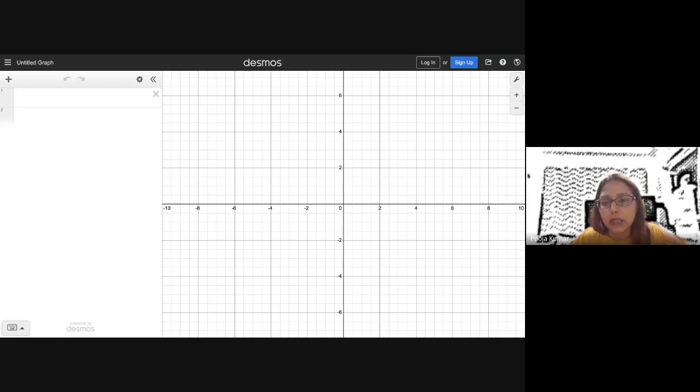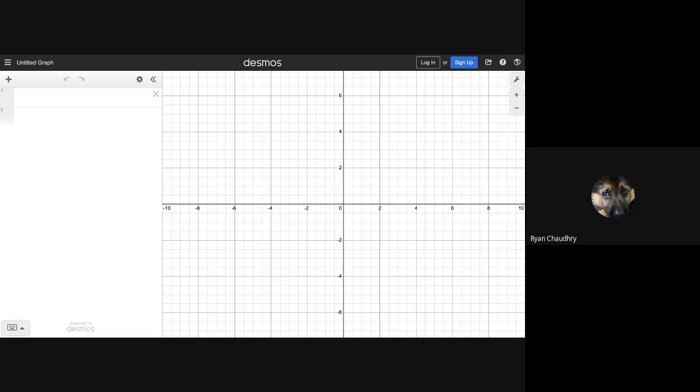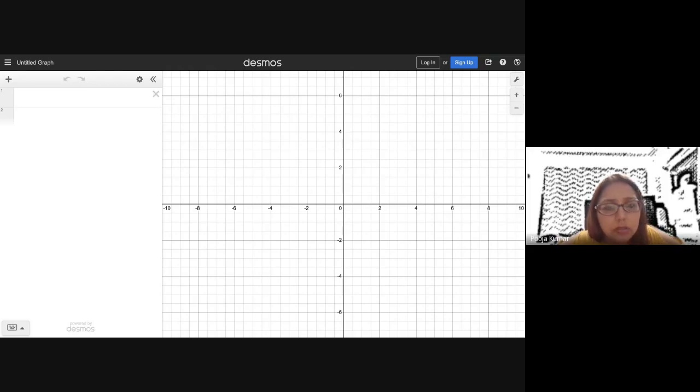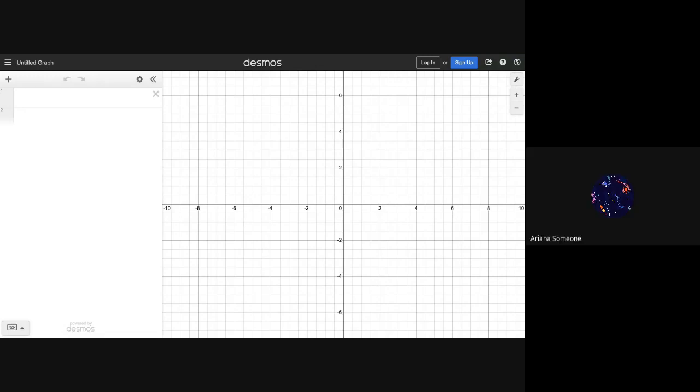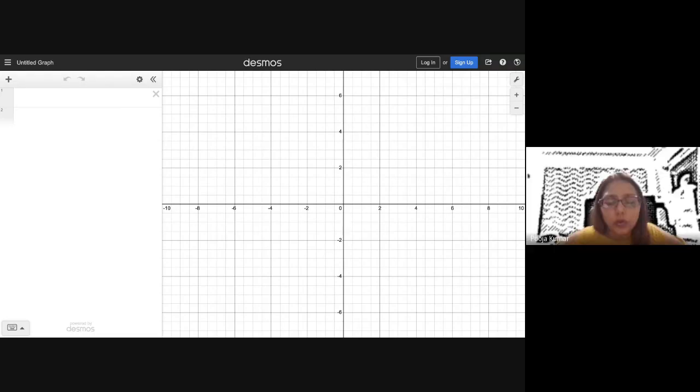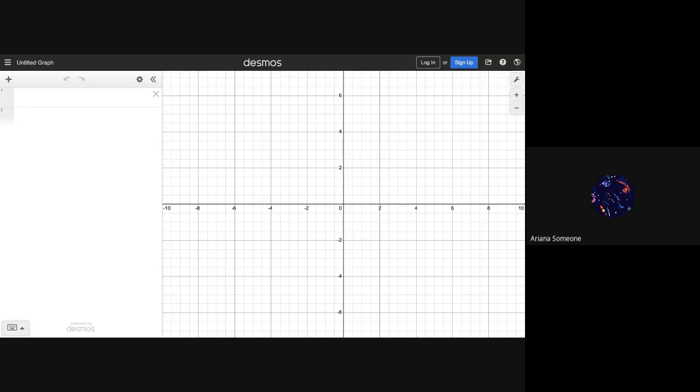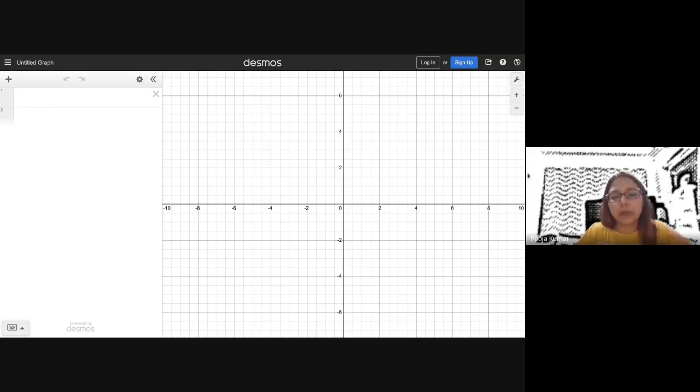Yes, I can see Atya's screen. Can you see my screen? Yes, I can see your screen also. I can't see Ariana's screen right now. Miss, my Wi-Fi just went. Okay, so our first question is 1.3 raised to power x.